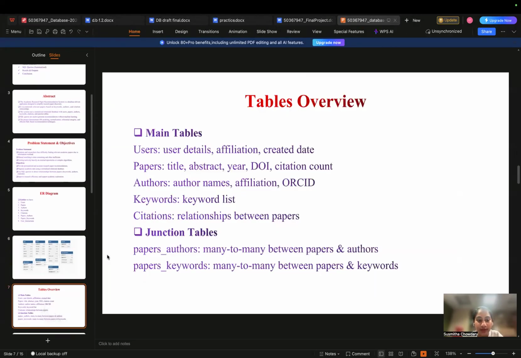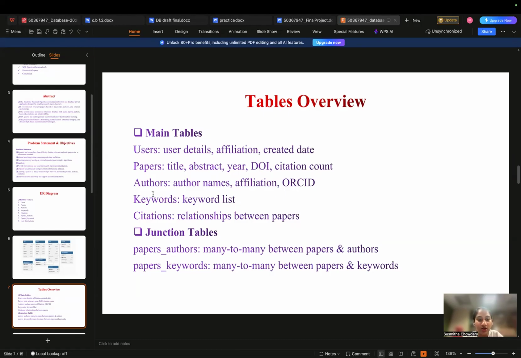And coming to the tables overview, in my database, the tables serve different purposes. Firstly, the users table stores basic user details such as affiliation, username, user ID, and created date. And coming to the papers table, it has title, abstract, year, DOI, citation count. Usually what research papers have on online websites. And the authors table has author names, author IDs, affiliations, and ORCID.